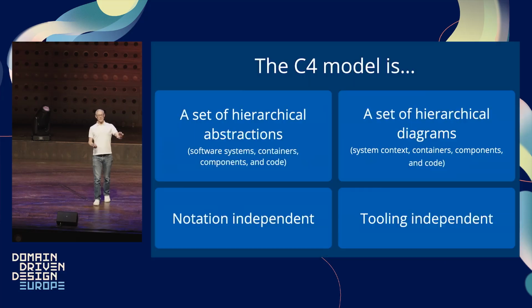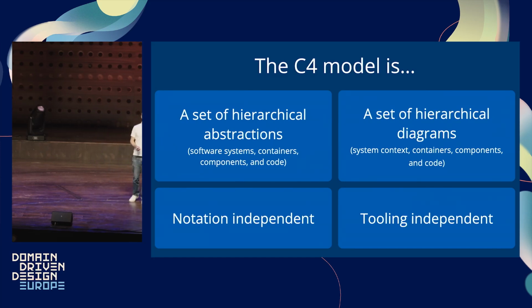So that's a really nice summary of C4. It's a hierarchical set of abstractions. There are 4 of them. A hierarchical set of diagram types. There are 4 of them. It's notation independent. We're going to come onto that in a second. And it's also tooling independent.